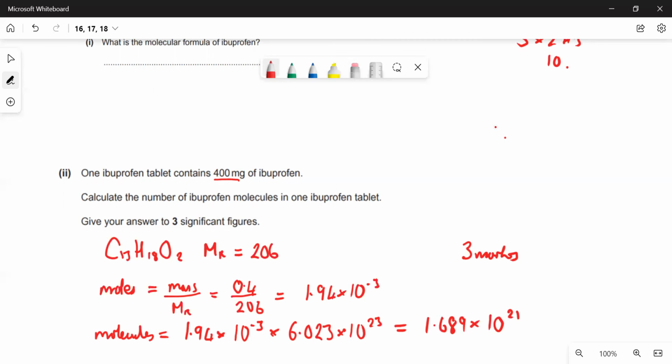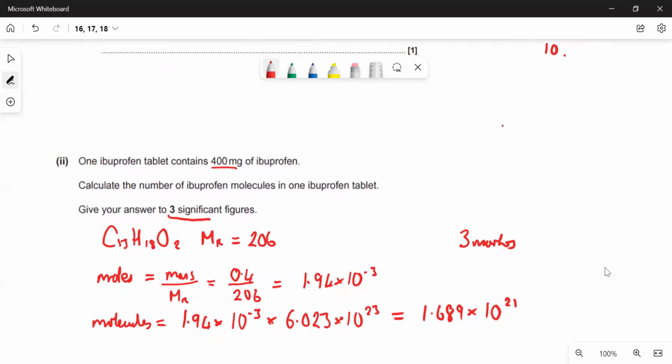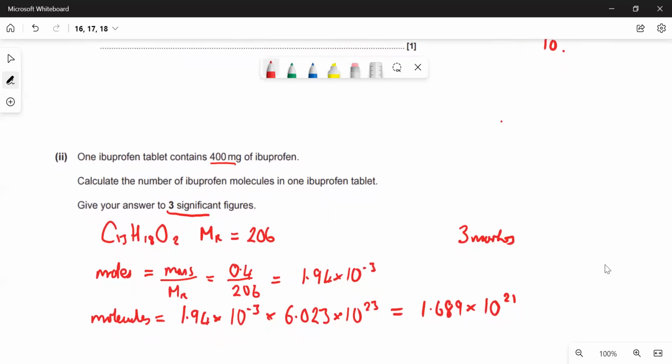Right, it asks us to go to 3 significant figures, so we should write that down as 1 point, sorry, I missed a 1 out there. So 3 significant figures, that will be 1.17 times 10 to the 21 molecules.